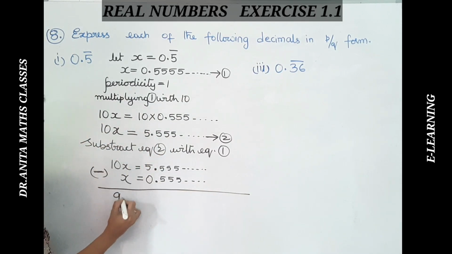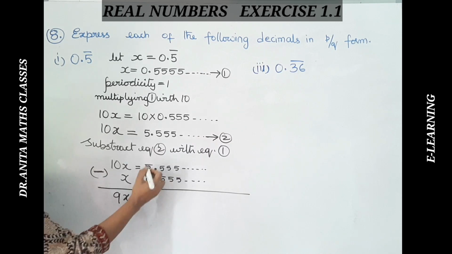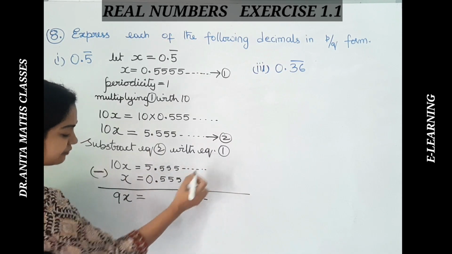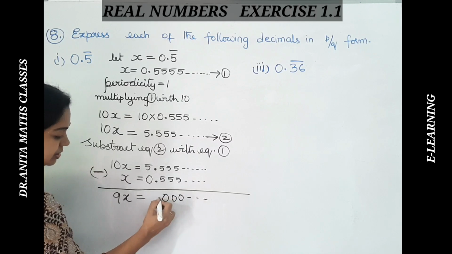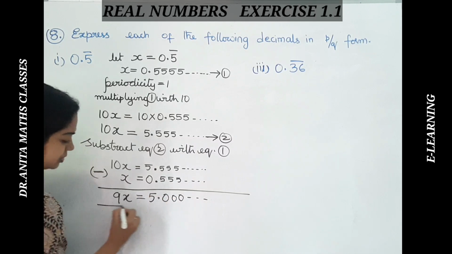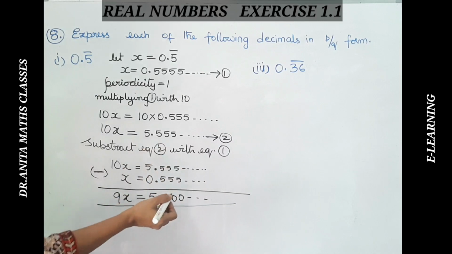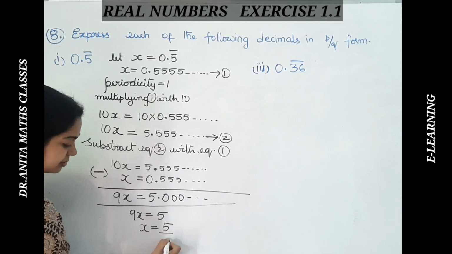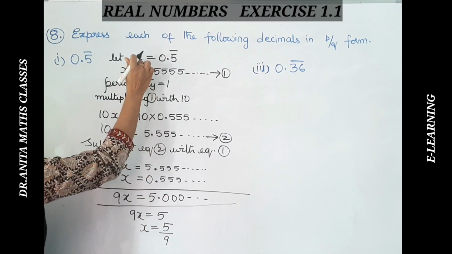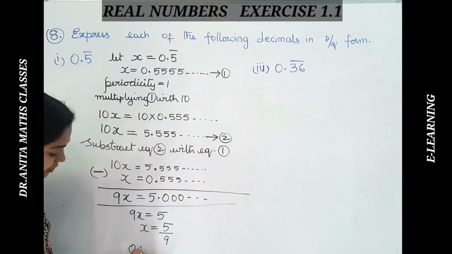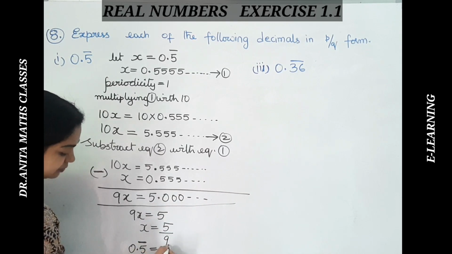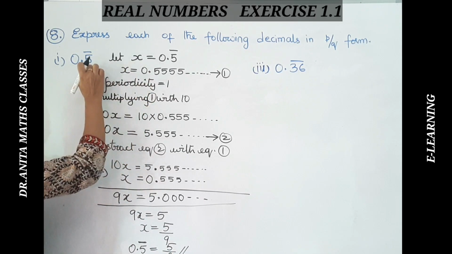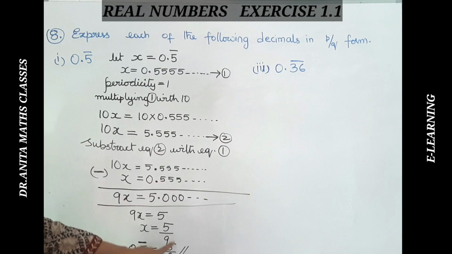So this becomes 9x, since 10x minus x is 9x. If you see here, all are 5, so you get just zeros, and here this becomes 5. After the point there is no value. So clearly 9x is equal to 5, so x is equal to 5 over 9. What was our x? We supposed x as 0.5 bar, which is equal to 5 over 9. So we have written this non-terminating recurring decimal in p by q form.